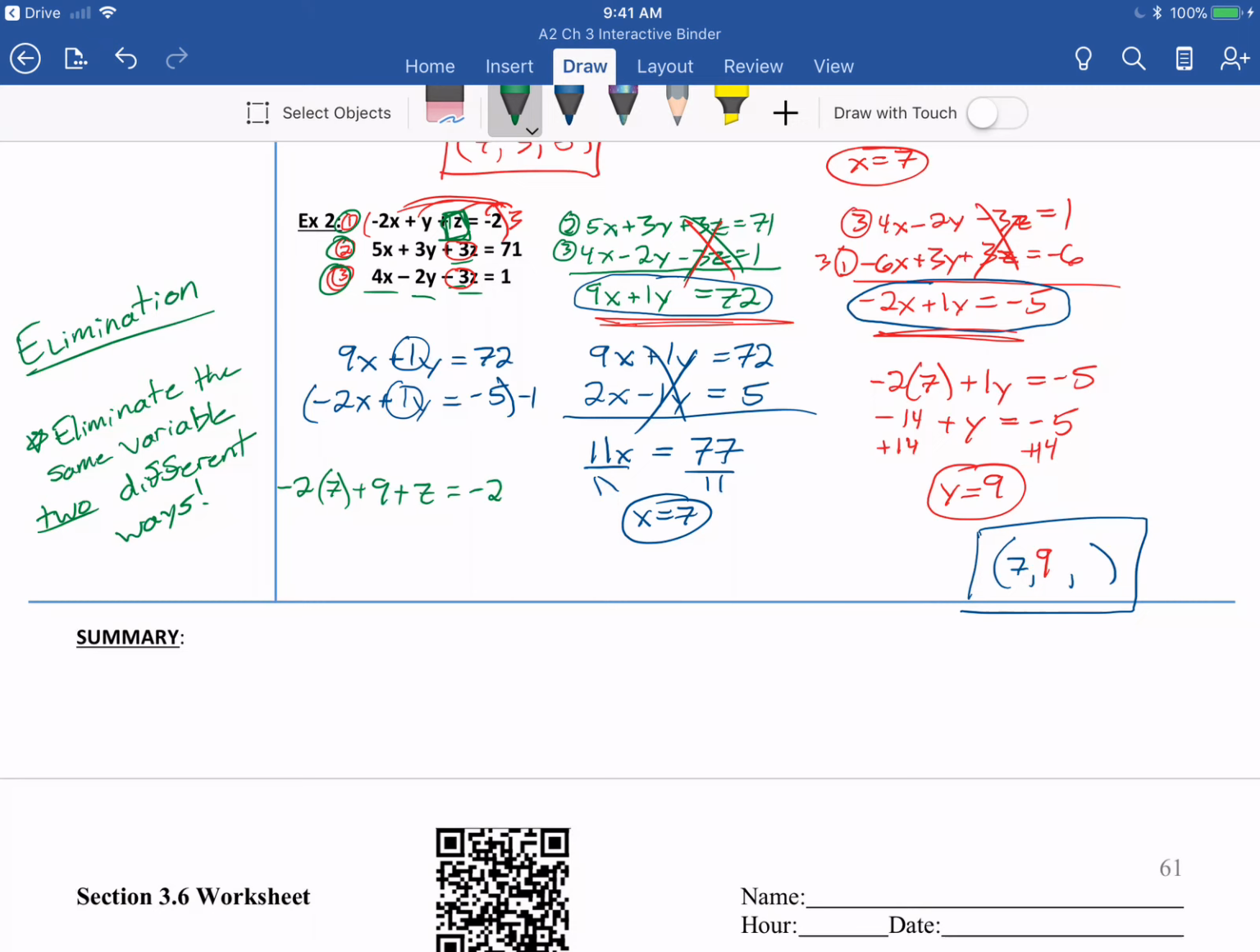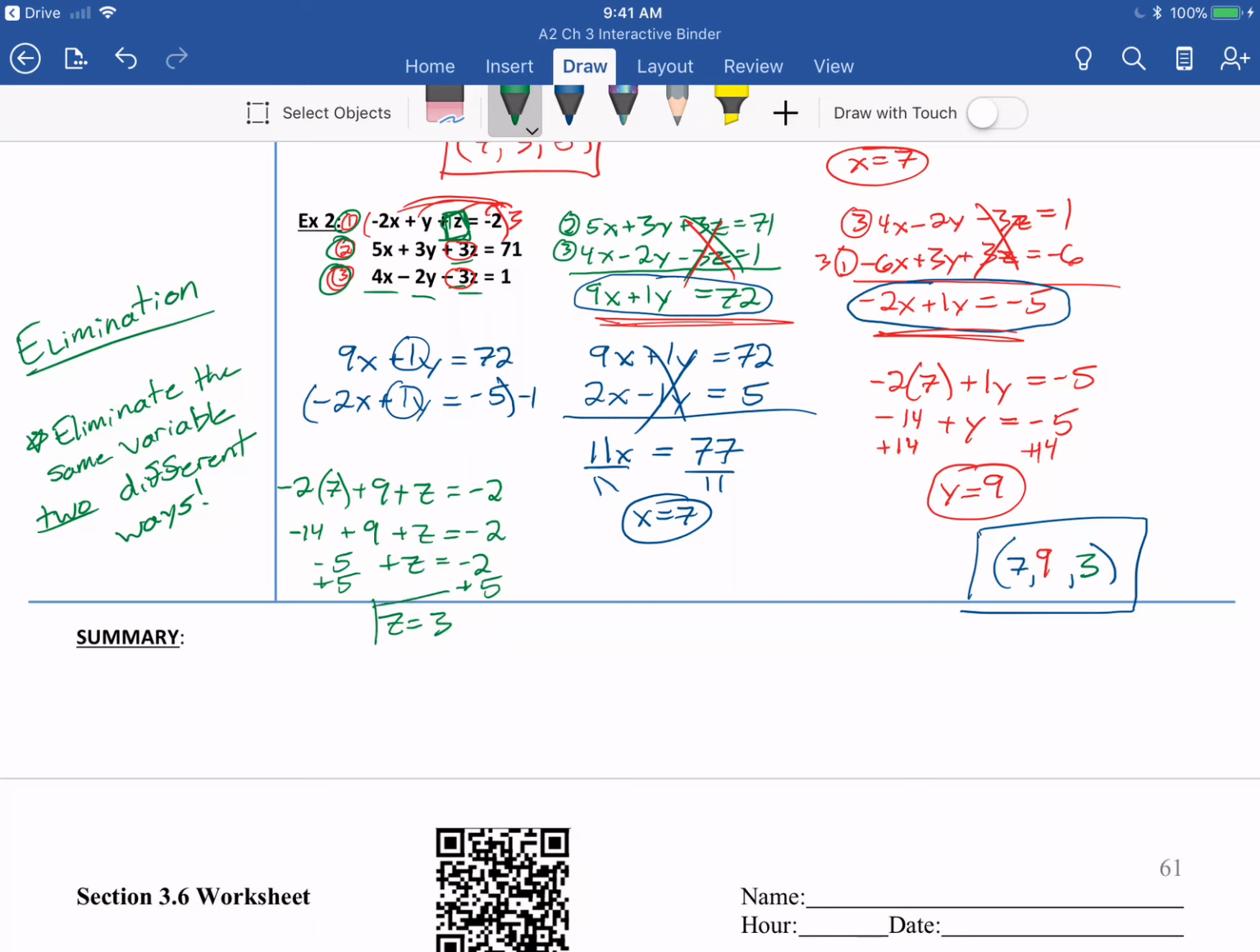Okay, and now this is going to be what? -14 + 9 + 7 + z, excuse me, is equal to -2. That's why I write those dashes through my z's, so I can make sure they're not 7s. And -14 + 9 is -5, so -5 + z = -2. And awesome, awesome, awesome. Add that 5 over to the other side: add 5, add 5. I get z = 3.